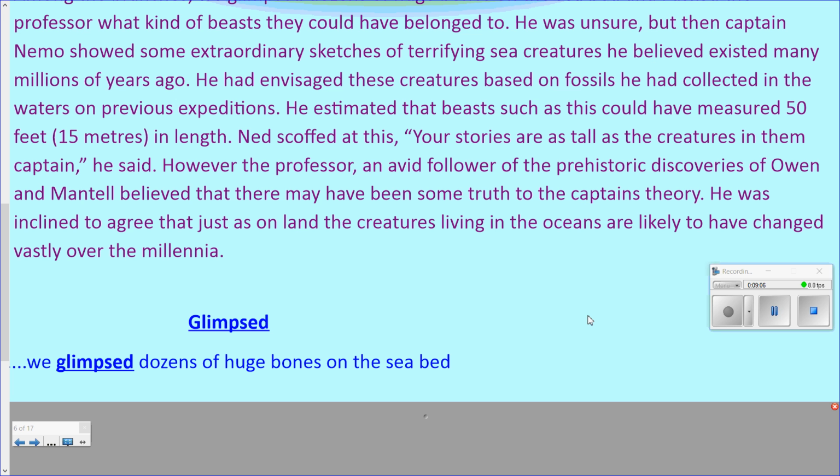I'd like us now to have a look at two examples of vocabulary. The first one is glimpsed. We glimpsed dozens of huge bones on the seabed. I want you to think now for 10 seconds or so what word class glimpse might be. Just share if you're working with somebody alongside you, or write down on a piece of paper. Press pause.